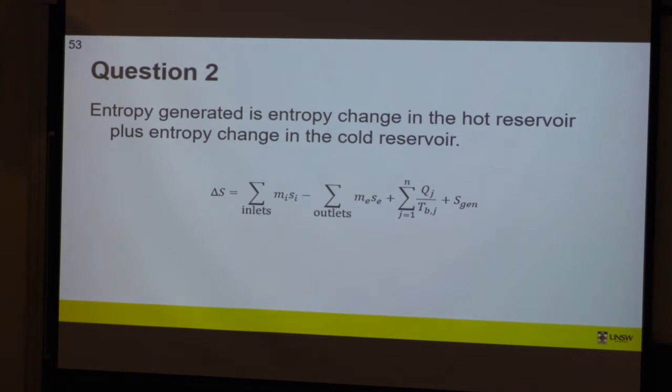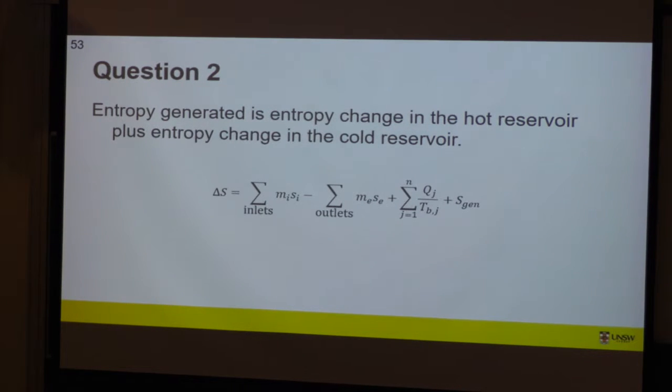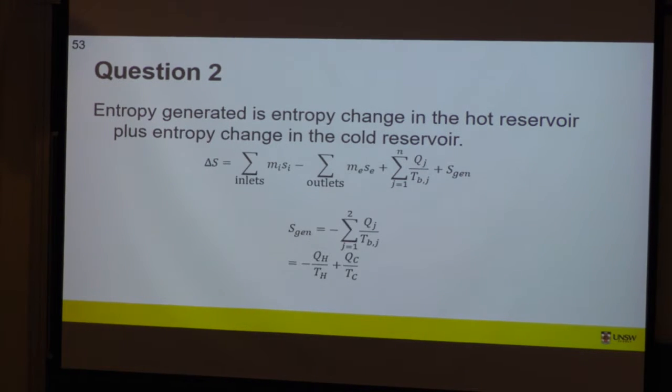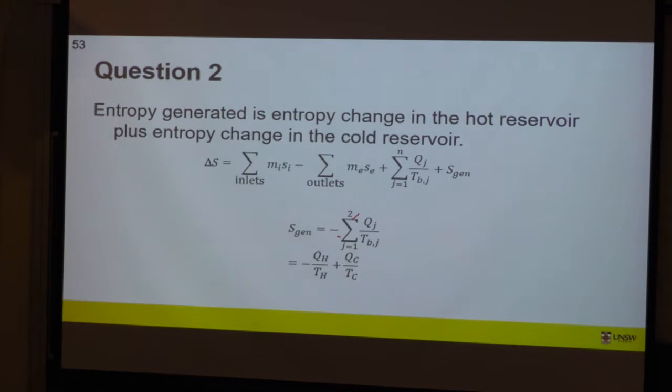So using our formula from before, the change of entropy is the entropy that comes in through the inlets, the entropy that flows out through the outlets, and then entropy as a result of heat transfer at the boundaries, plus entropy generated. There's no mass flow in this case. We're just talking about a solid plate sandwiched between two other plates. So S gen is just, and we've got two boundaries, not n, not some arbitrary number of boundaries, the heat flow across that boundary divided by the temperature of the boundary at which the heat flow occurs. And there's a negative in front here.